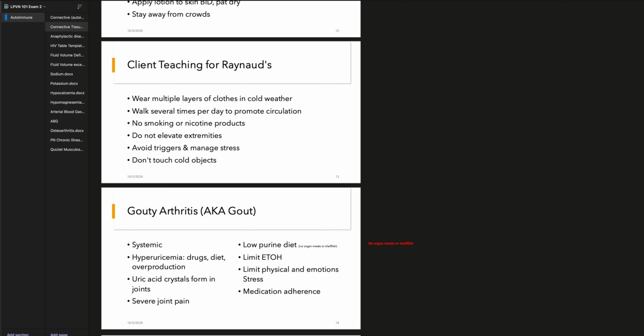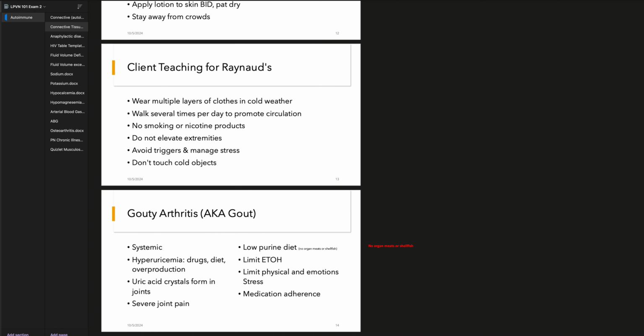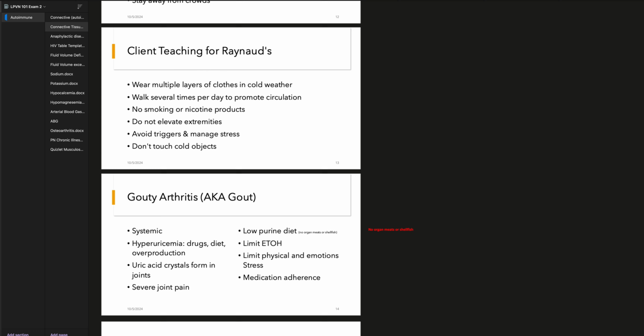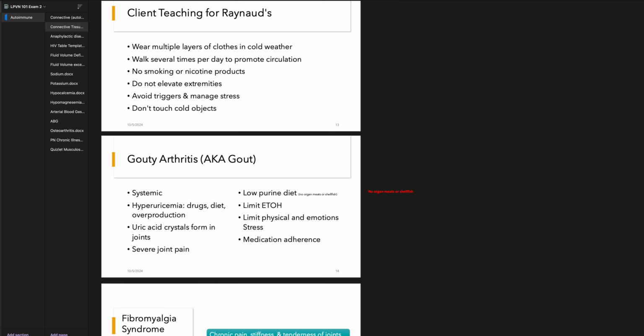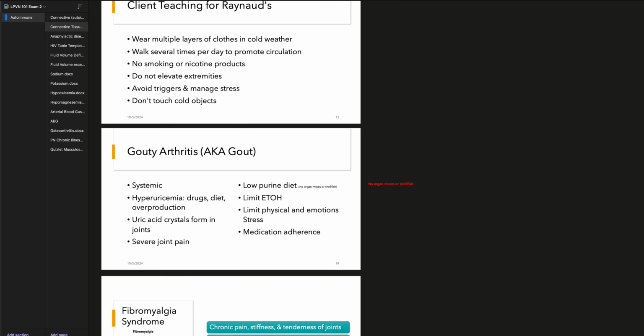And what that means for you is they need to stop eating organ meats like heart, kidneys, liver, brain. People don't usually eat brains, but because it's dangerous for another reason. But they need to stop eating organ meat and shellfish. Okay, everybody needs to limit alcohol and adhere to their medications.